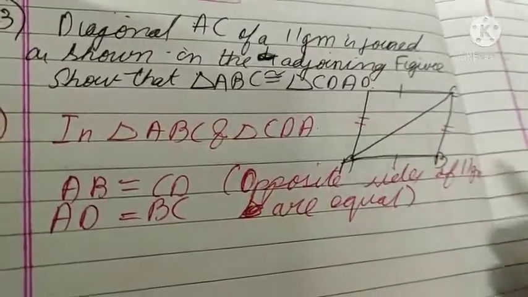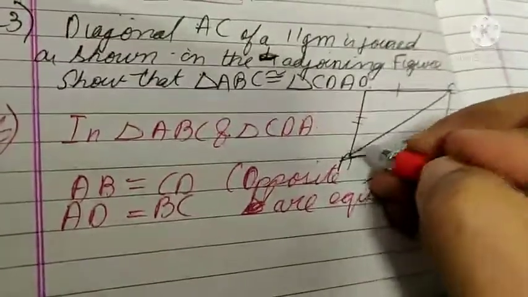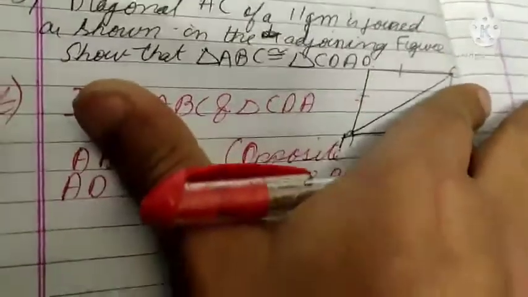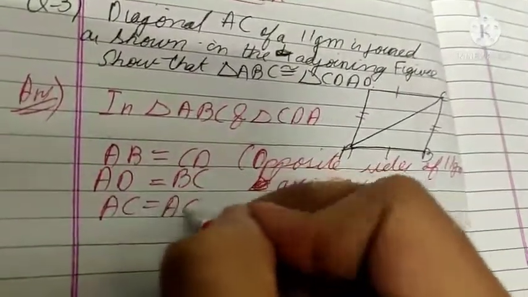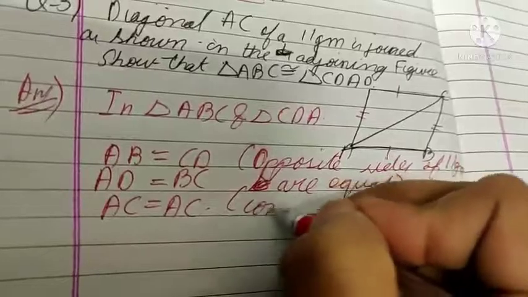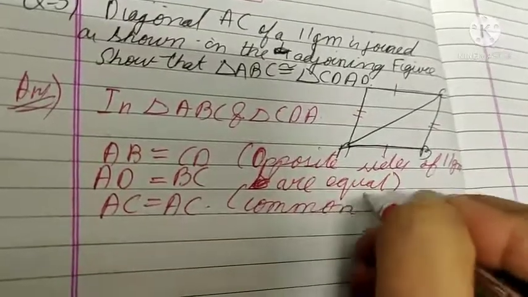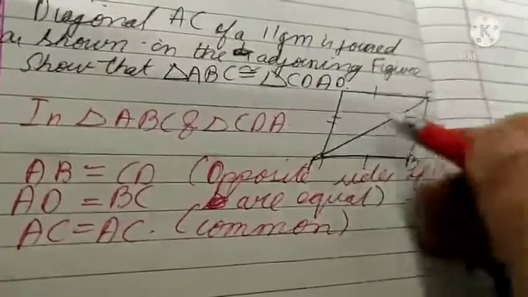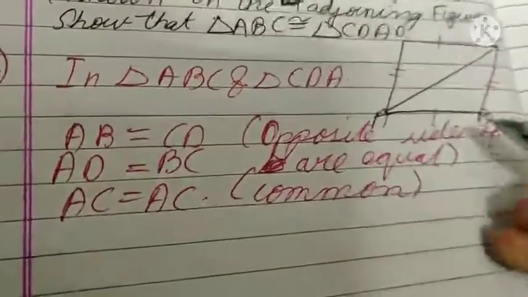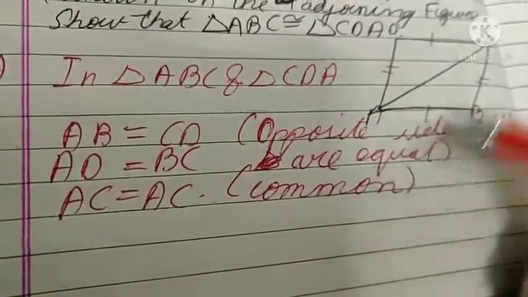And if we see in both the triangles, this AC side lies in both the triangles. Okay, so AC equals AC, common. This side is fully common between both the triangles. So we have got the three sides equal in both the triangles. So now both the triangles will be congruent.